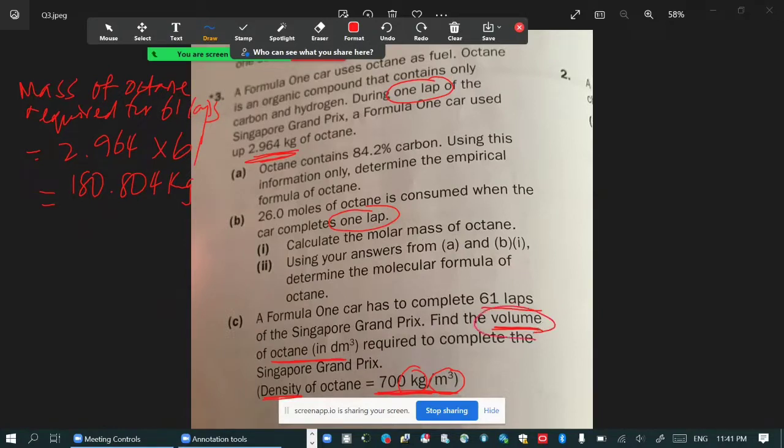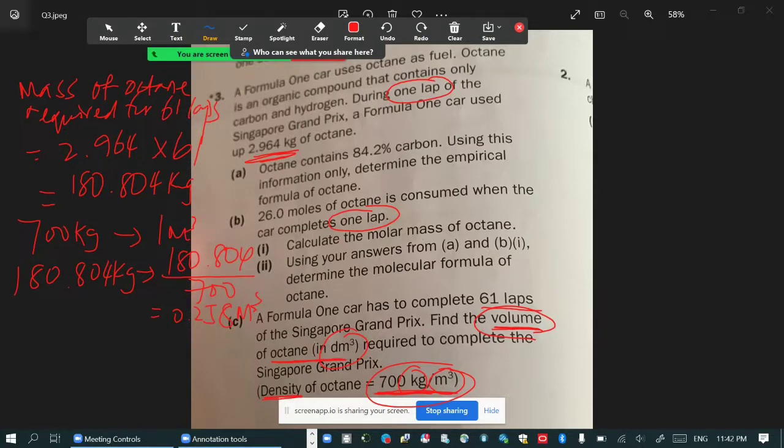But the question wants volume. So how do you change kilogram to volume using this density? This 700 kilogram per cubic meter means 700 kilogram in 1 cubic meter. So 700 kilogram of octane has a volume of 1 cubic meter. Now for 61 laps, we would need 180.804 kilogram, so the volume required would be 180.804 divided by 700, and that will give you 0.258 cubic meter.